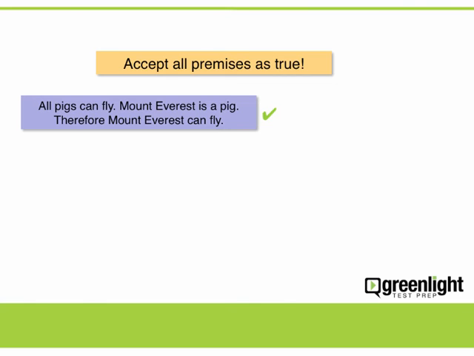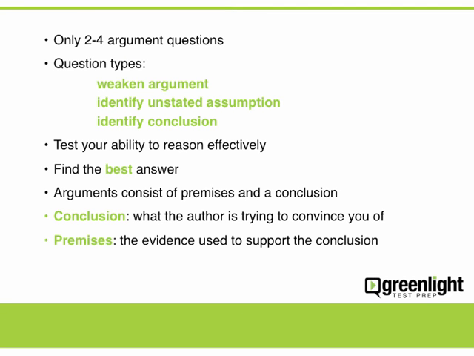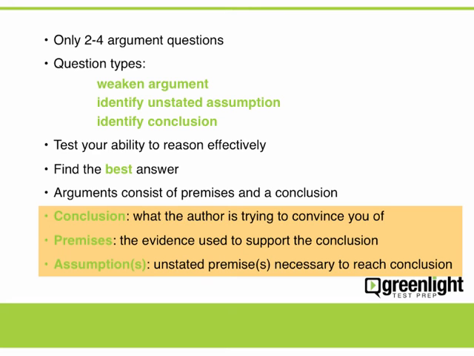Conversely, changing the conclusion to read, therefore Mount Everest cannot fly, would make this an invalid argument. Even though we all know that mountains cannot fly, this is a bad argument only because the conclusion does not follow from the premises. In addition to having premises and conclusions, there's a third feature that most arguments share. Most arguments have assumptions that are needed to make the conclusions follow. An assumption is essentially an unstated premise that is necessary to help us reach the given conclusion.